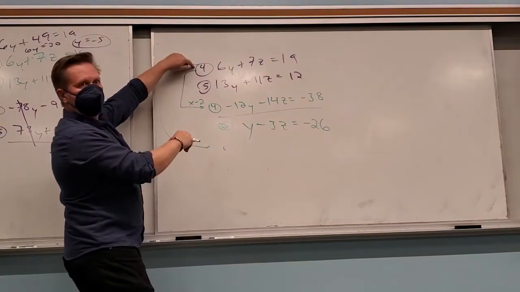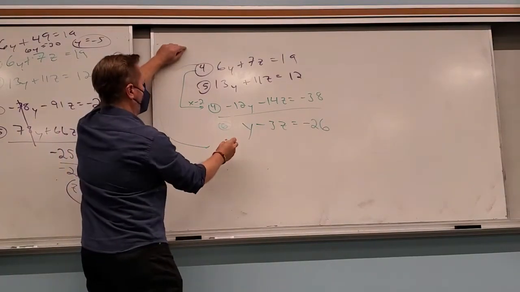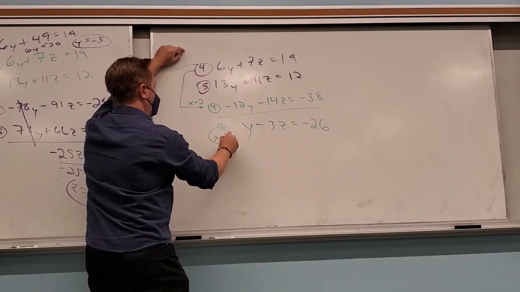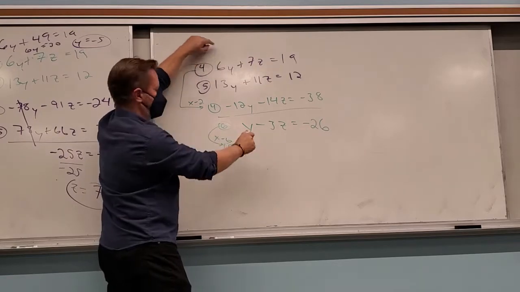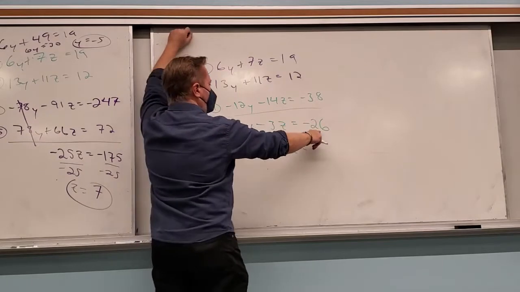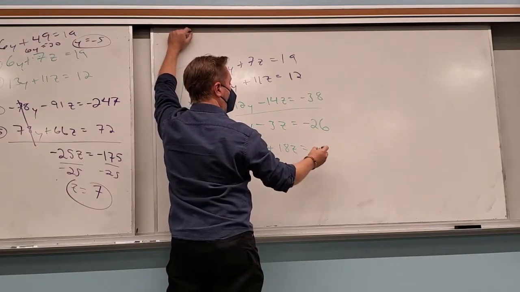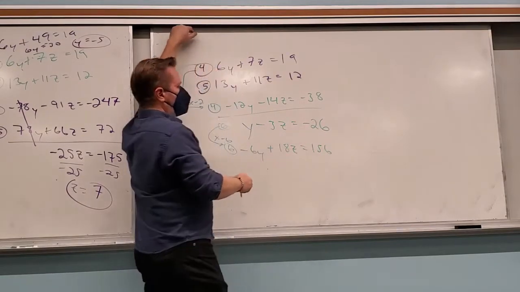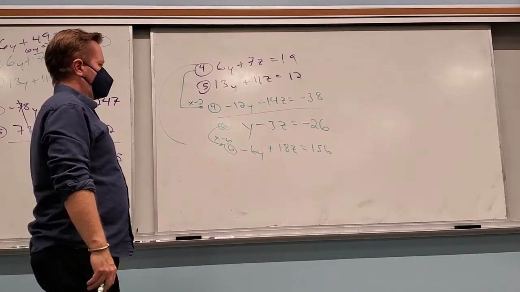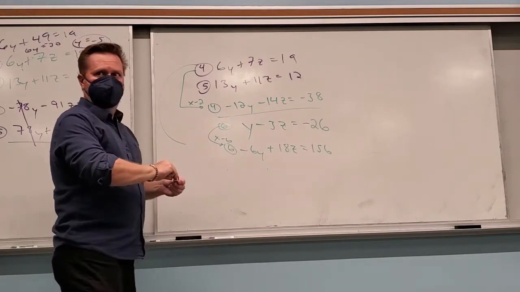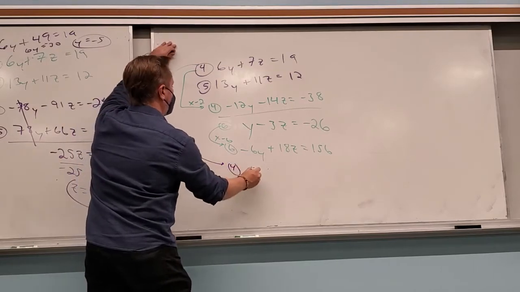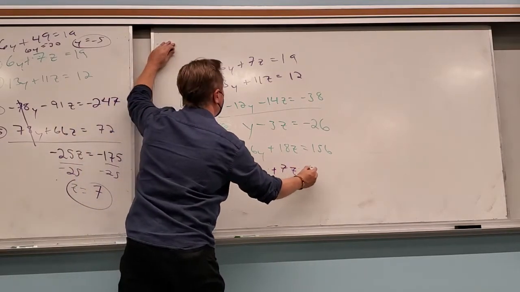So let's take this one here and multiply by negative 6, because then that'll kill this. You see that? So it'll be negative 6y plus 18z equals negative 6 times this, which is 156. Is that true? What is it? 6, 120? Yeah, okay. So now if I add that to 4, let's see if I get the same answer.